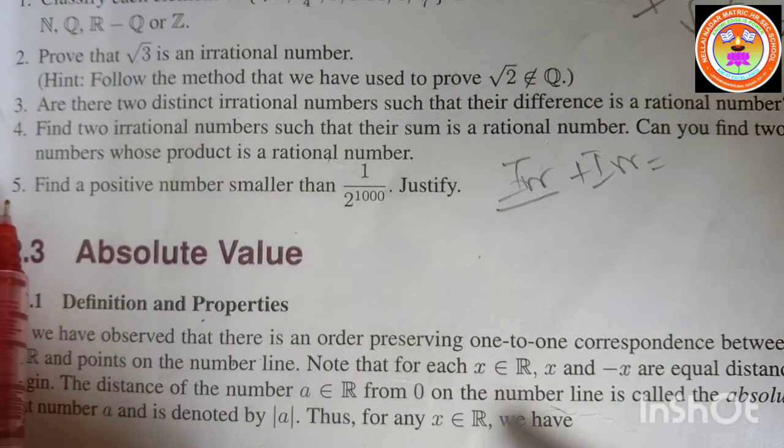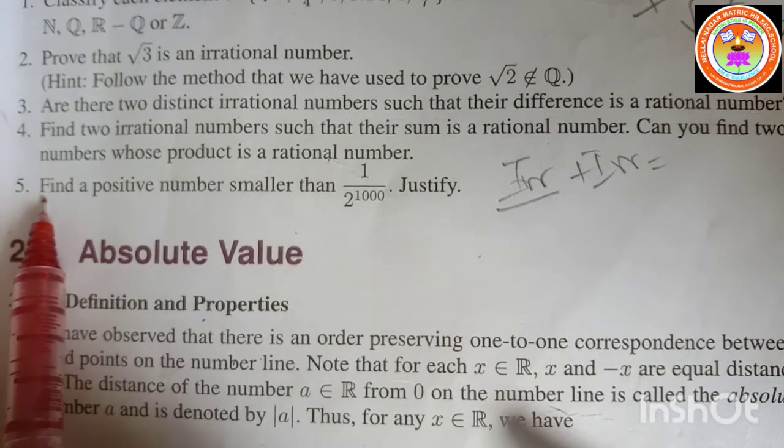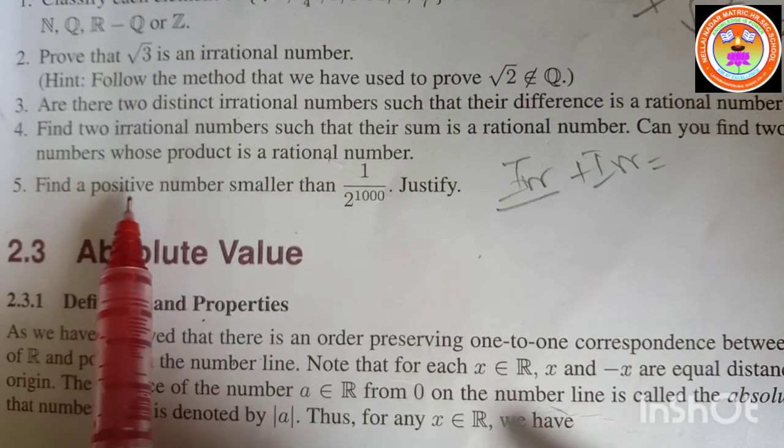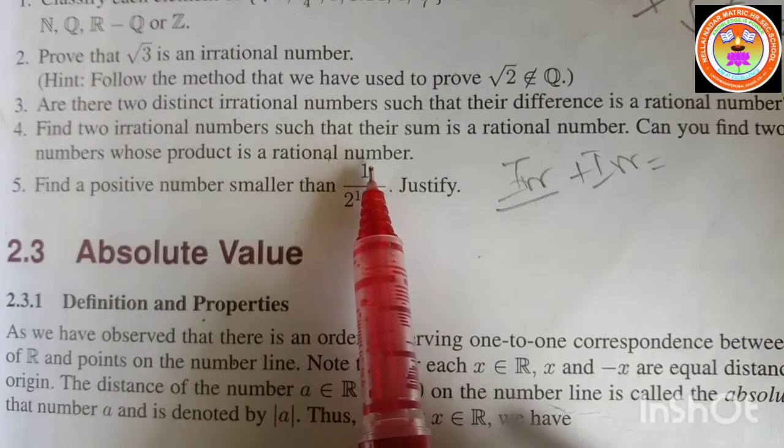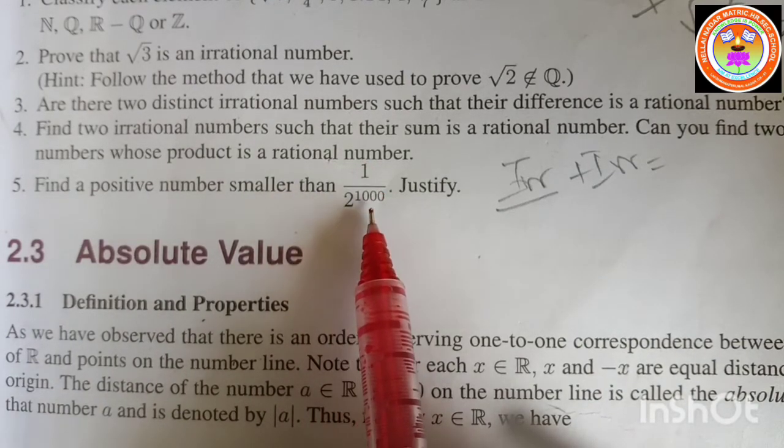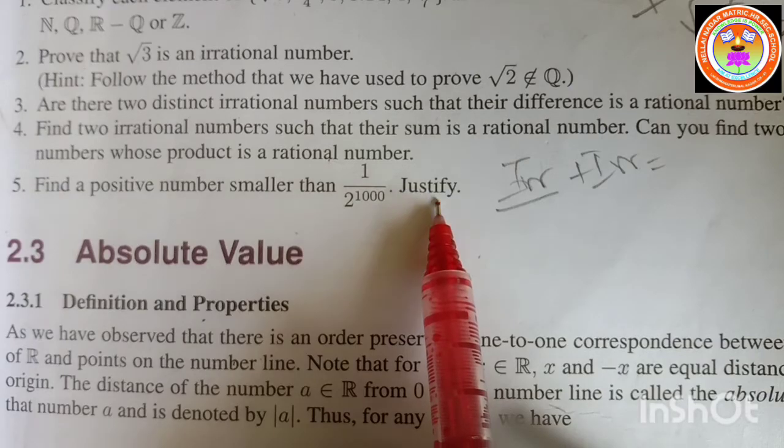Now I'm going to question number 5. Find a positive number smaller than 1 by 2 power 1000. Justify.